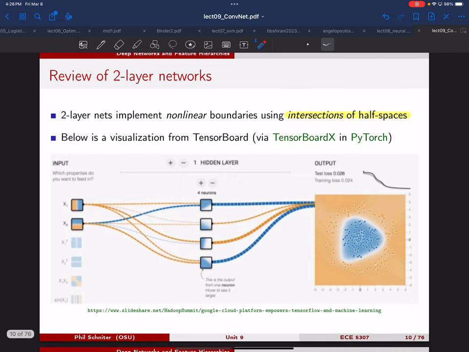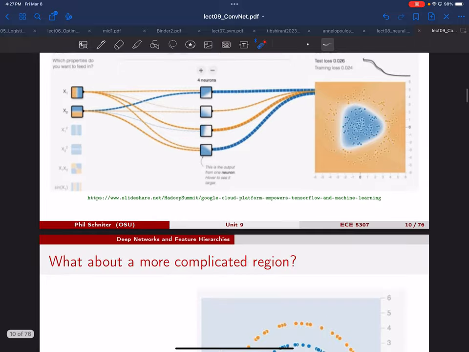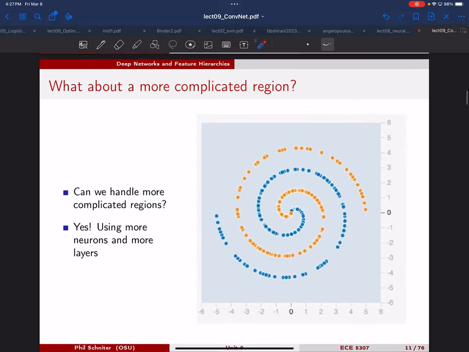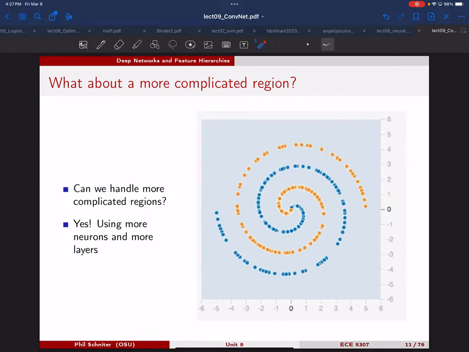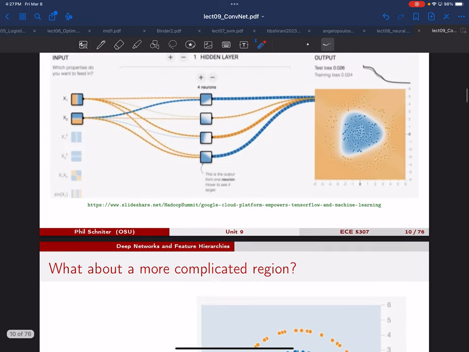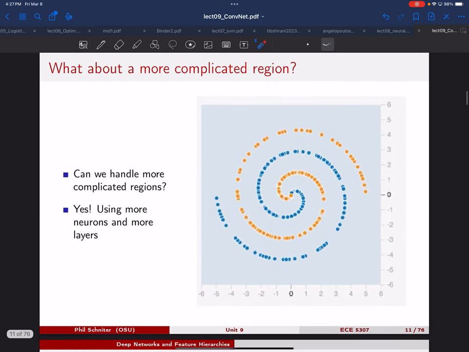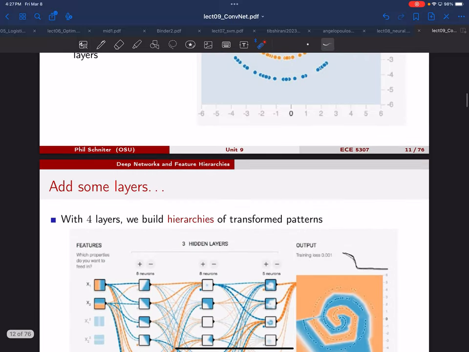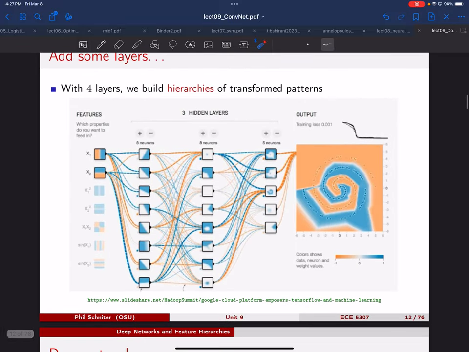So this is what we know happens for two-layer networks. What happens if you have a more complicated classification task? This is still binary, but you can see that it's not as simple as this. This is called the Swiss roll. Is there a way that we can tackle this Swiss roll? The idea is, yes, you can. You just need to add some more layers.